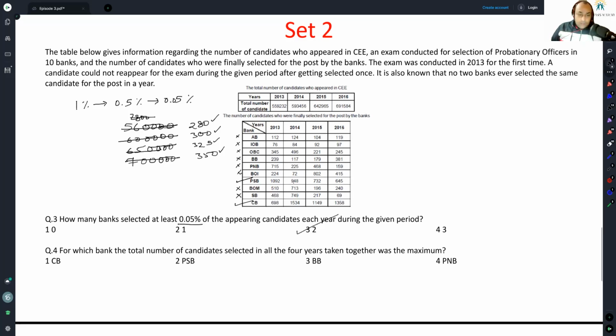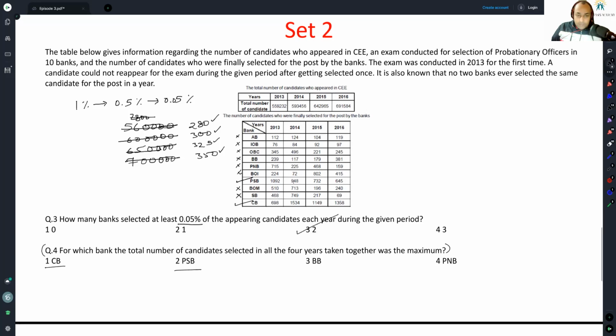For which bank the total number of candidates selected in all the 4 years taken together was the maximum? Again, a question that usually results in people calculating when it is not really required. Hopefully nobody made the mistake of calculating it for all banks and then working the answer. When you have 4 options, only focus on those 4 options. In fact, if you pay attention, the question is not even asking for how many people were selected. They're simply asking for comparison between the banks. So if I only have to compare between the banks, let's play a revolving door death match.